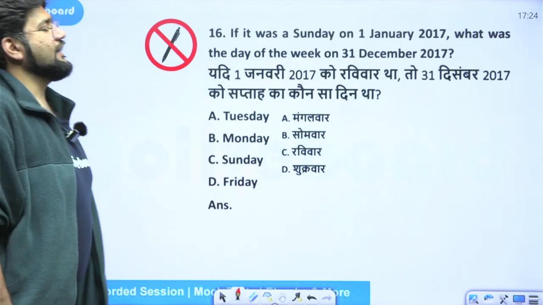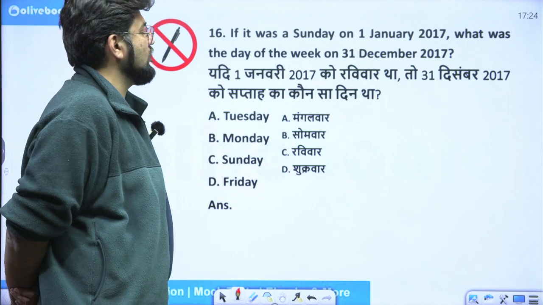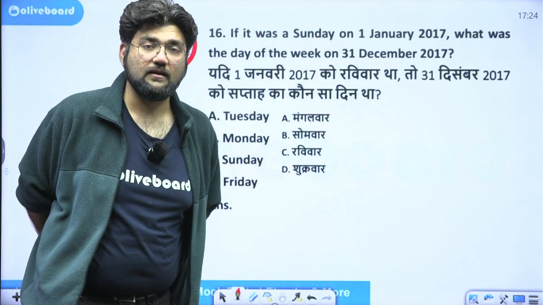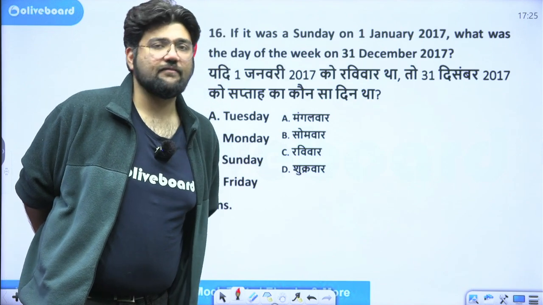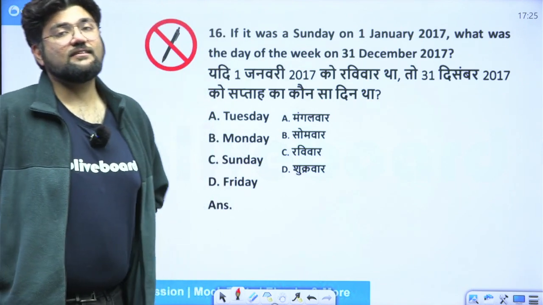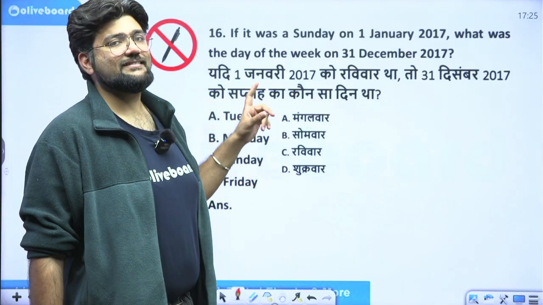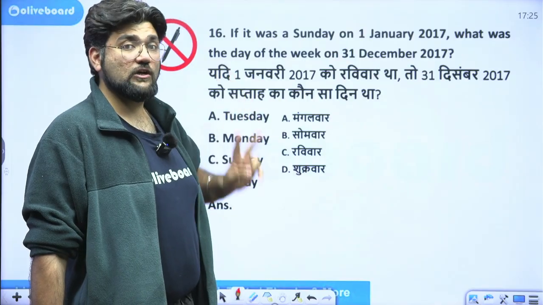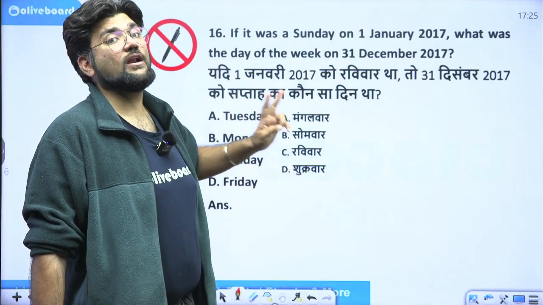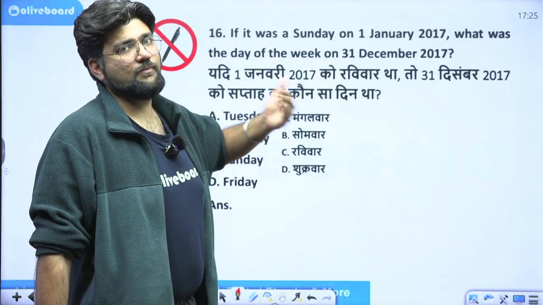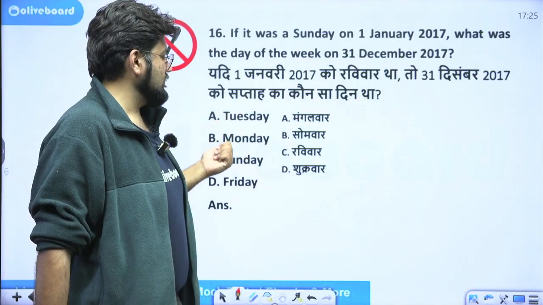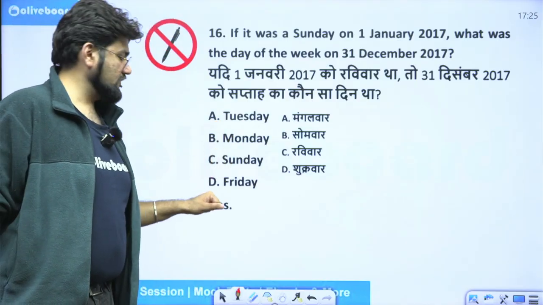If it was a Sunday on 1st January 2017, what was the day of the week on 31st December 2017? Now for a lot of people who are new to calendars, they will start calculating right away. They fail to realize this is a fact-based question. The fact says that the first day of a year and the last day of a year are always the same if it is a non-leap year. For leap years, it is +1. It's a non-leap year. 1st January Sunday, so 31st December will also be a Sunday. No rocket science here. Option C is the right answer.